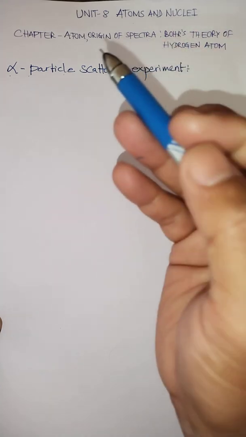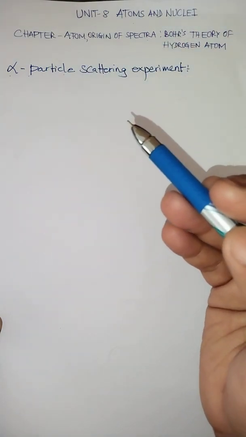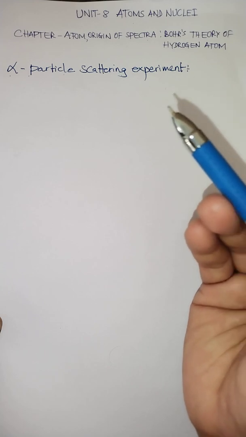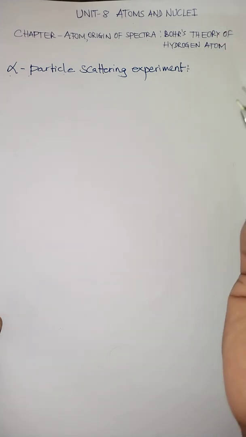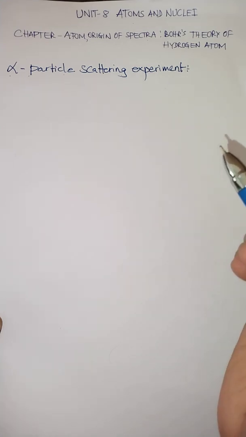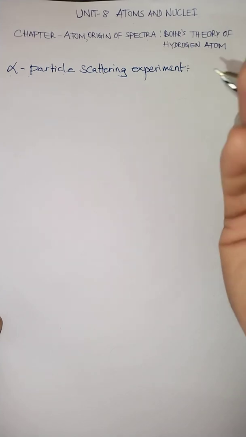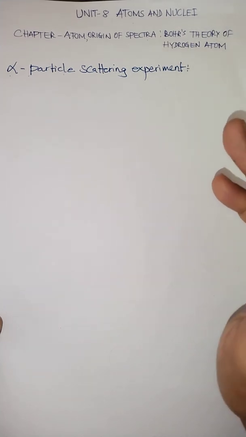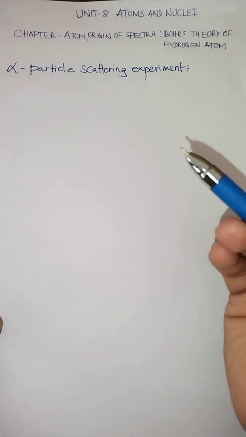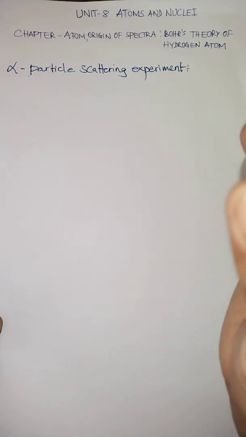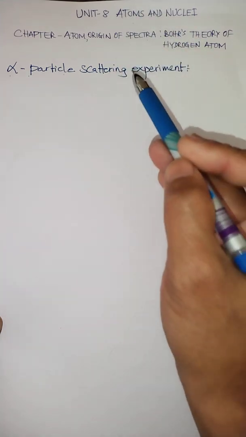Now, for this experiment, the names of the two scientists are Geiger and Marsden. They were actually students of Rutherford, who performed the experiment. But after certain years, Rutherford verified this experiment, concluding that the atom has a central part, and that central part of the atom is called the nucleus. We can make a number of conclusions from this experiment.